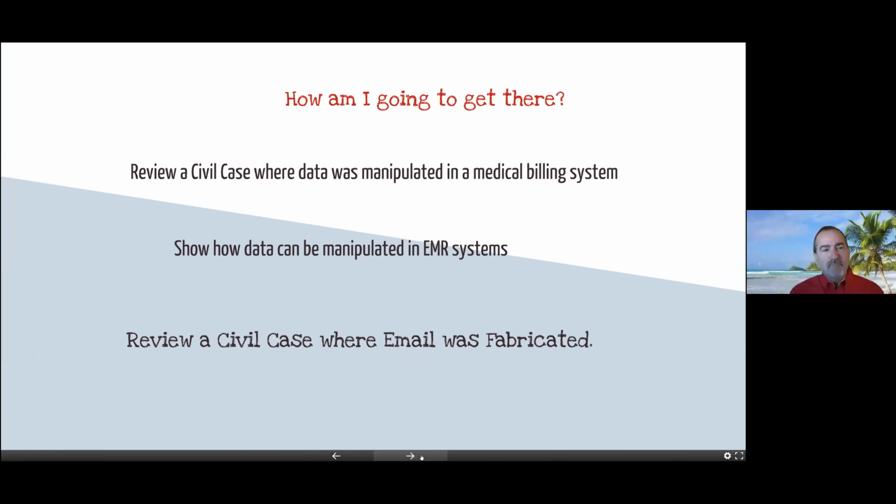So, how am I going to get there today? I'm going to review a civil case where data was manipulated in a medical billing system. I'm going to show how data can be manipulated in electronic medical record systems. I would think in your group that medical records, at least in their former paper form, were things that you all reviewed. Is that true?